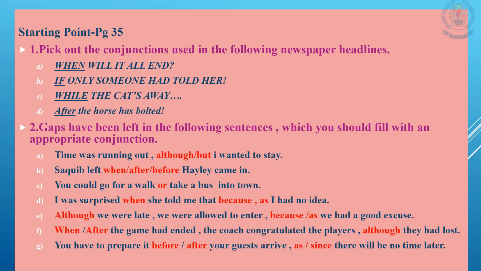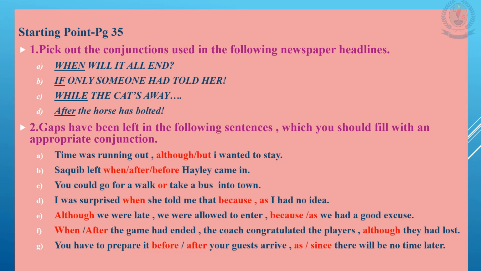Now the used answers are, although we were late, we were allowed to enter because we had a good excuse. Next one: blank, the game had ended, the coach congratulated the players, blank, they had lost. So this part can be completed using different conjunctions. When the game had ended, the coach congratulated the players although they had lost.